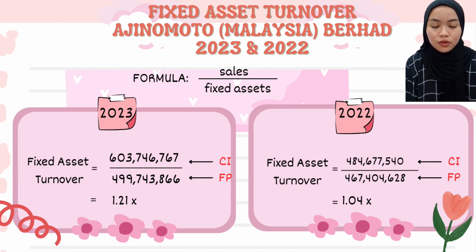Focus on the year of 2023, the amount of sales was 603,746,767. You can get the amount of the sales from comprehensive income, then divide it into the fixed asset, which is 499,743,866. You can get this amount of fixed assets from the financial position, then the answer will be 1.21.